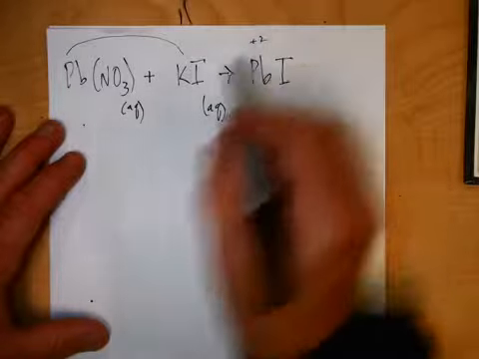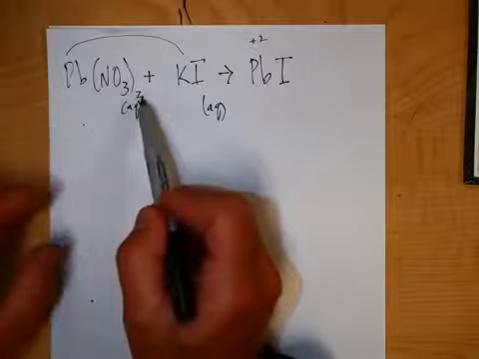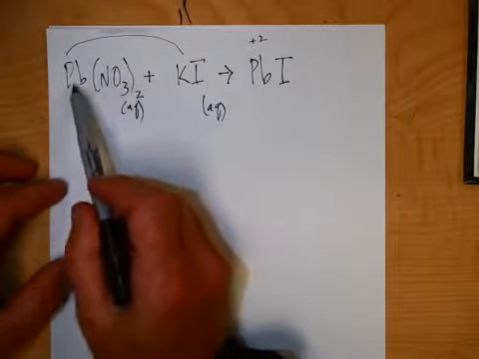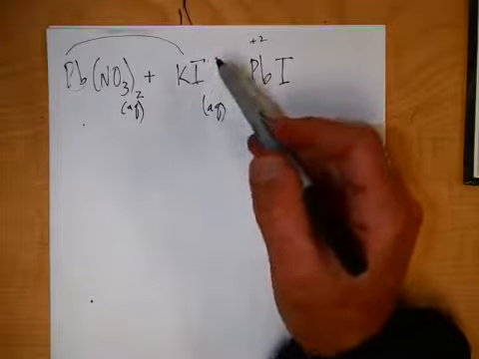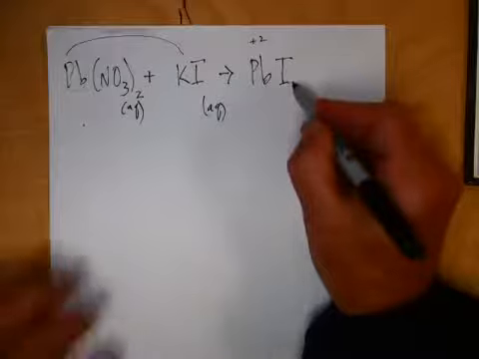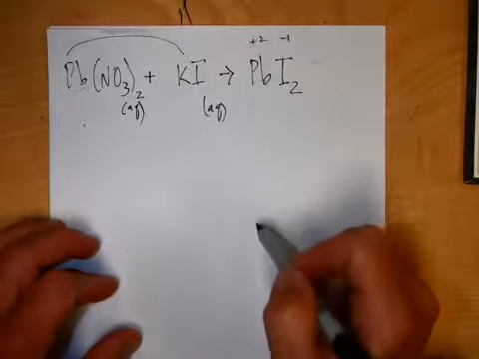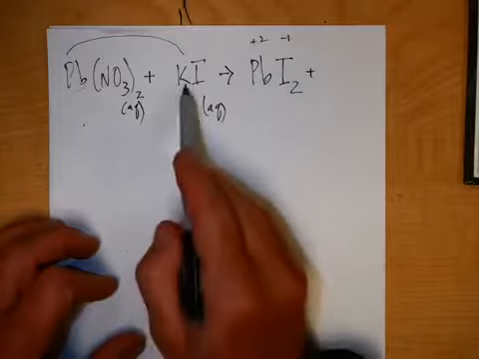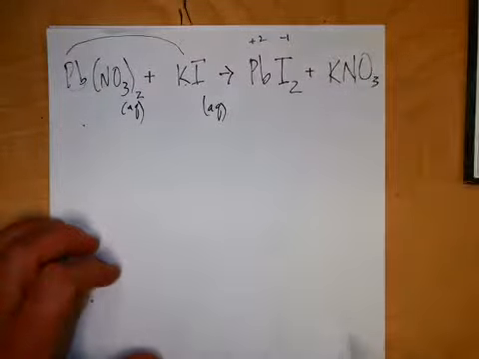Lead is a positive 2 cation. As you can see here, there are two nitrates. I forgot to put this 2 in here to start with. And nitrate's -1. Lead is positive 2. Iodine, from the periodic table when it forms with a metal, is a -1 ion. And so the formula will be PbI2, a -1 ion and a positive 2 ion coming together. The potassium will then form with nitrate, forming KNO3.